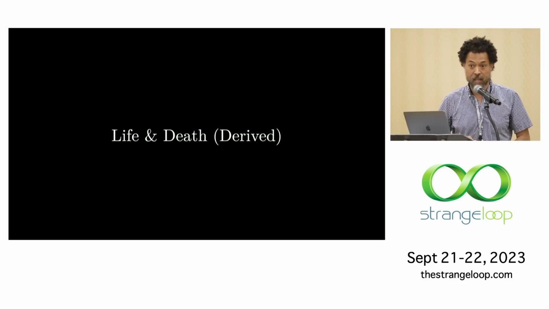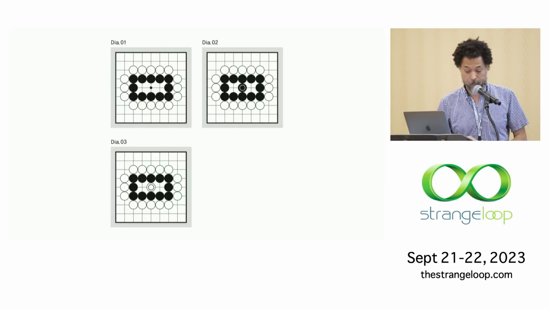There's a thing called life and death. When people say life and death, they're talking about whether a very large group of stones can be captured. We didn't see that. This is a derived rule. It's just based off everything we've already said. So here we have a group of black stones surrounded by 4 groups of white stones. There are 4 groups of white stones, right?